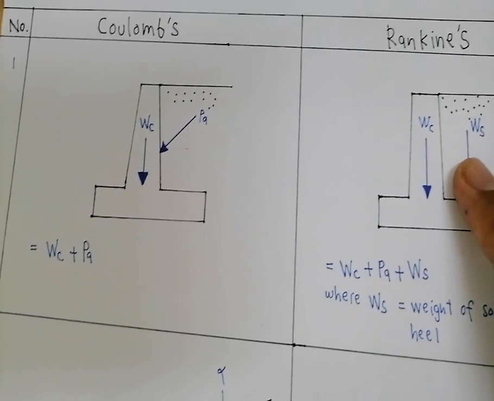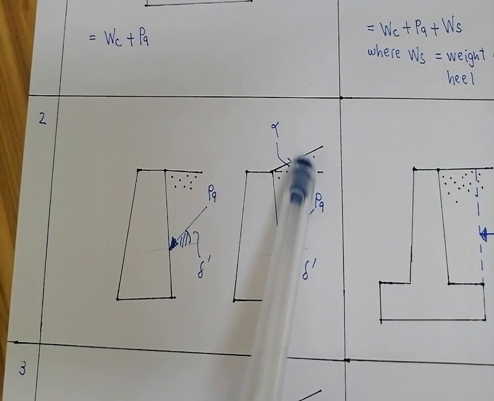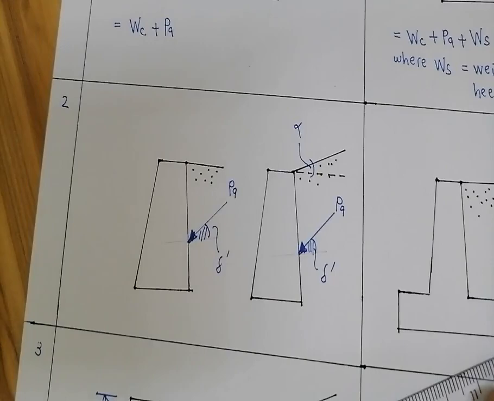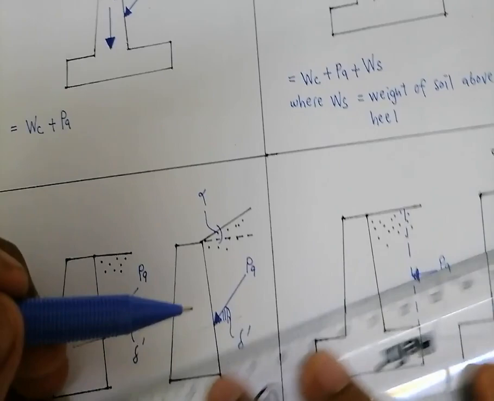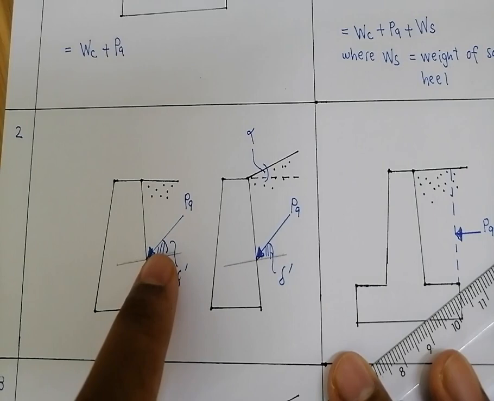So, okay, number one. And then let's go to number two. This is about the position of your PA. So we have case one, the backfill is horizontal. Case two, the backfill is sloping at an angle alpha to the horizontal. For Coulomb, for both cases, the position of PA is at an angle of delta prime to the normal. Let me make it darker. So this is the normal line, for Coulomb. It doesn't matter whether the backfill is horizontal or sloping. The direction of PA is at an angle of delta prime to the normal line.